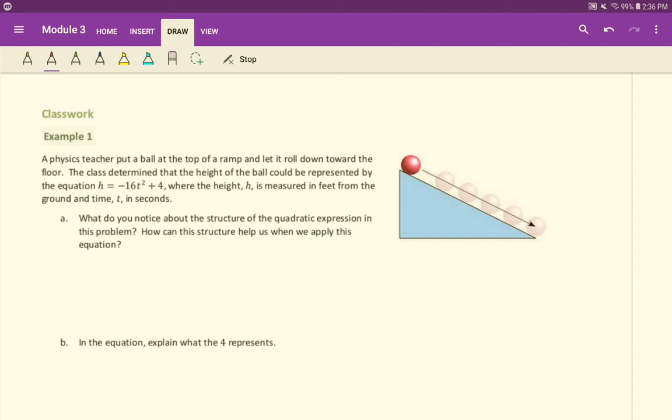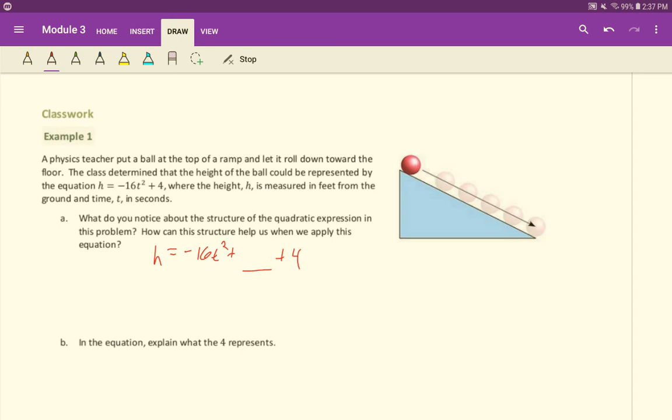What do you notice about the structure of the quadratic expression in this problem? How can this structure help us when we apply this equation? So, looking at the quadratic equation here, what do you notice? Well, there's no t term, right? It's missing that linear term t. So in other words, we could write it this way: it doesn't have a t term, 0t.